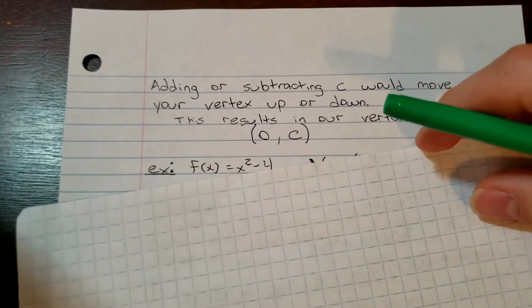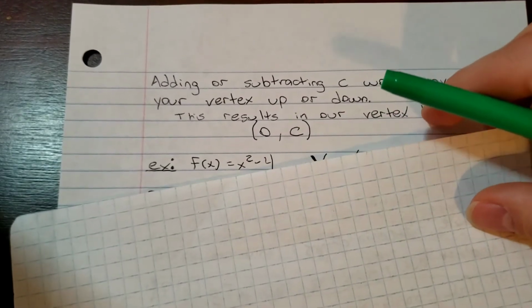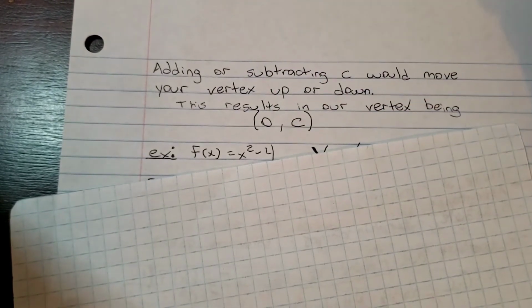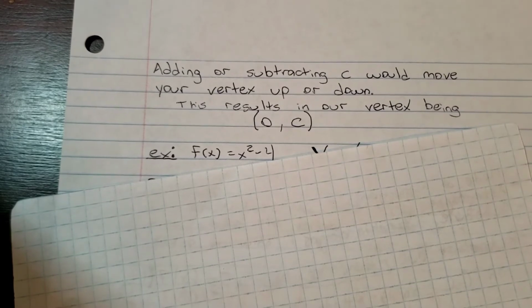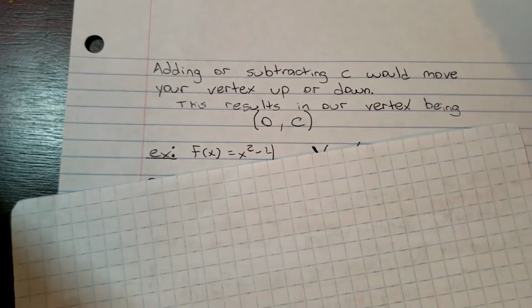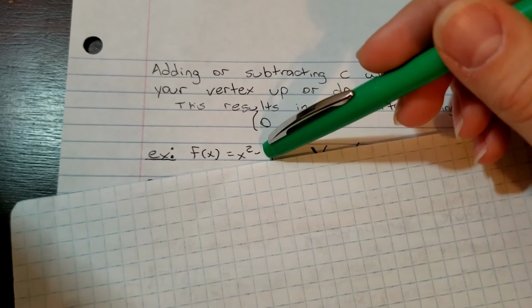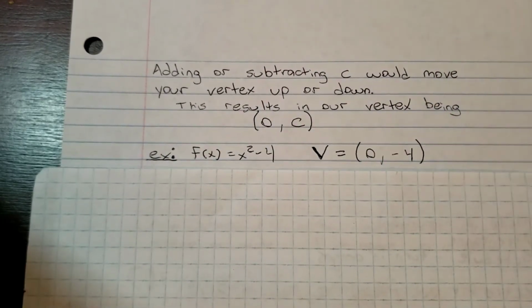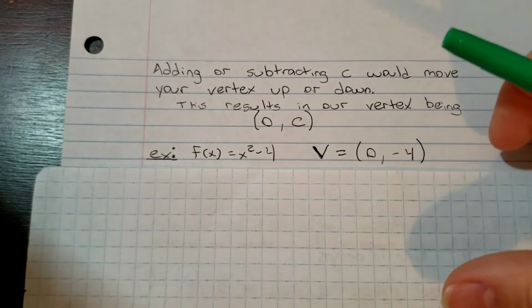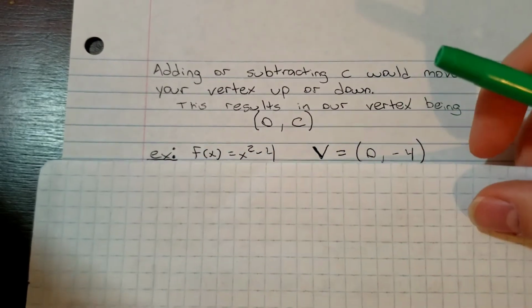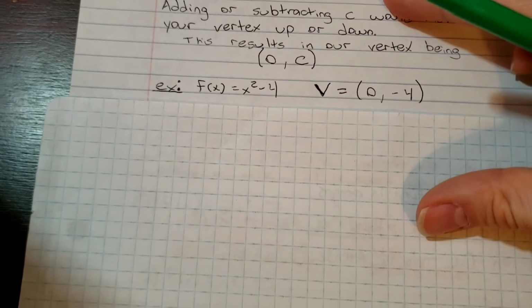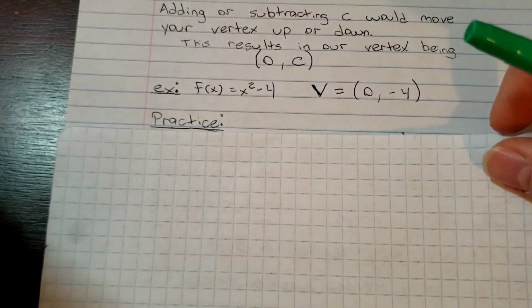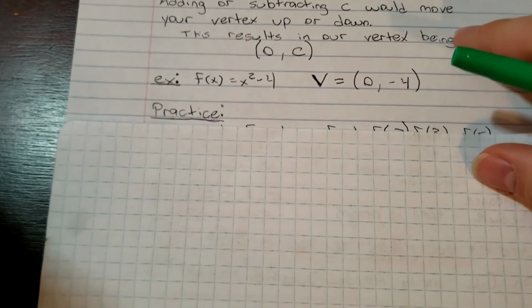So for this function, f of x equals x squared minus 4, where is our vertex? (0, c). In this case, (0, -4). That should be pretty straightforward for us. You guys are super smart, so you'll be able to figure that out. All right, we've got some practice.